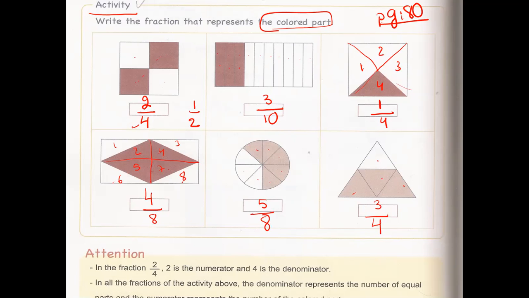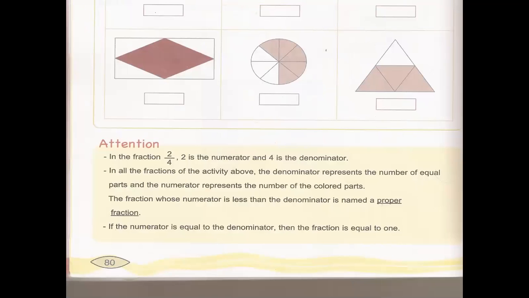Okay, like this we write the fraction. The number of colored parts up, the total number down. So, in the fraction 2 over 4, 2 is the numerator. 4 down, we call it denominator. Okay? The denominator represents the total number, and the numerator represents the number of colored parts.